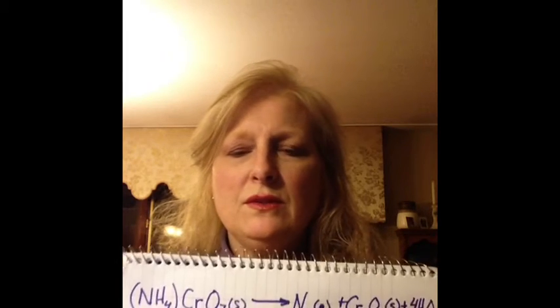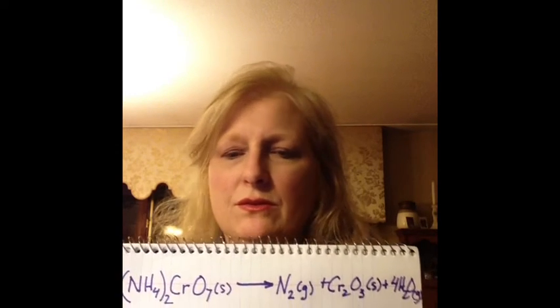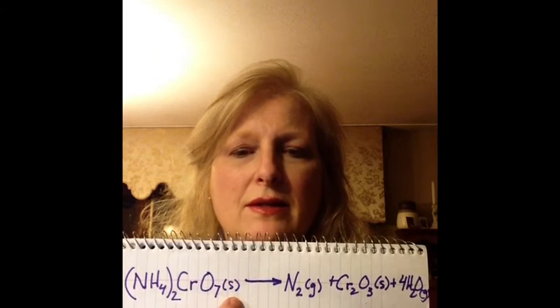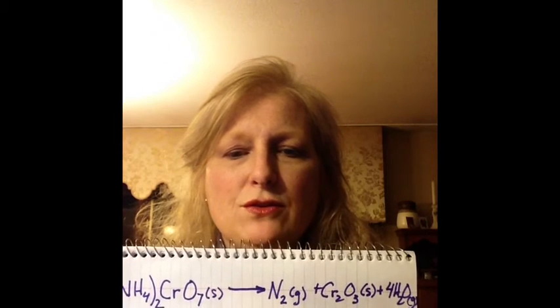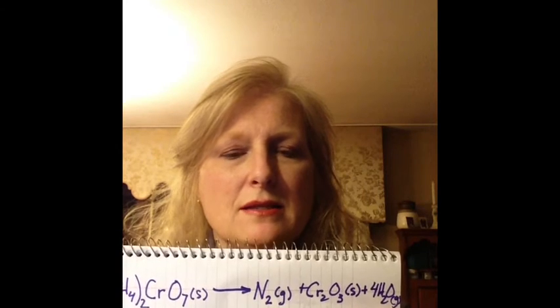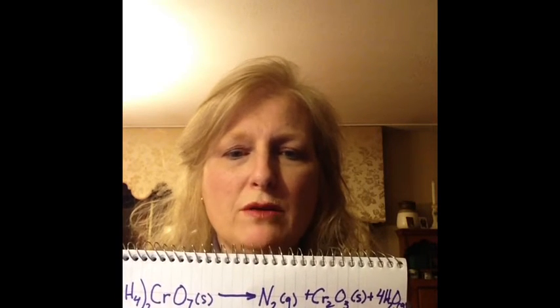Nitrogen gas, chromium 3 oxide, and water is our product. Our reactant was ammonium dichromate, and it would break down to these two products. Okay, you also see some little symbols in parentheses. The S stands for a solid, meaning it started out as a solid, and as it broke down, nitrogen gas was given off, and also water as a gas was given off. That would be in the form of water vapor.